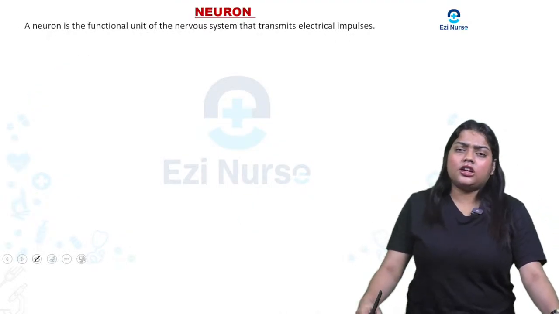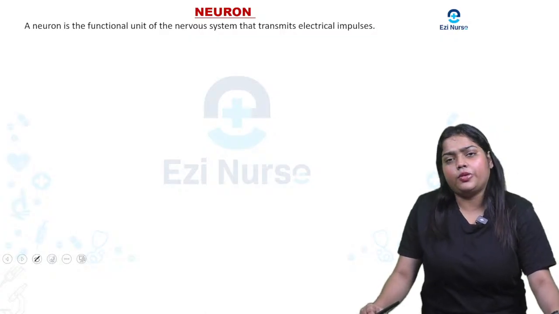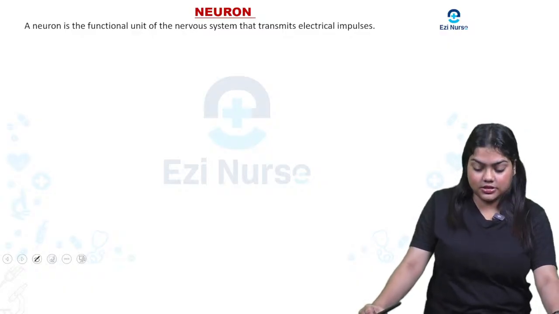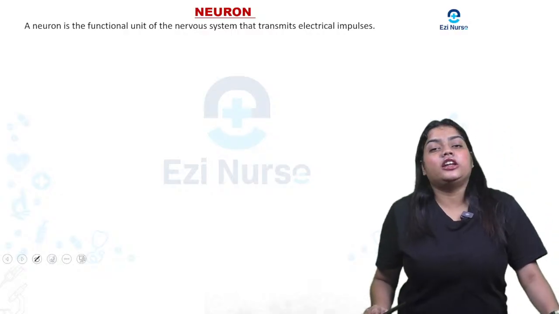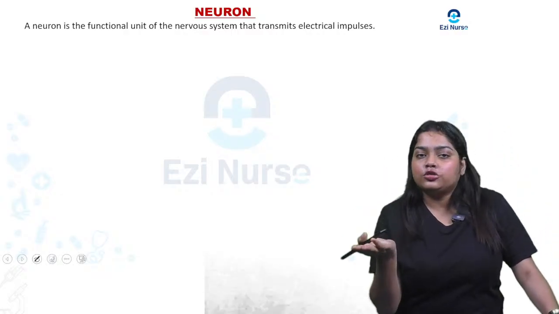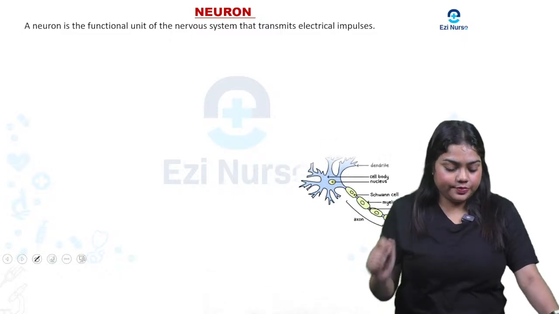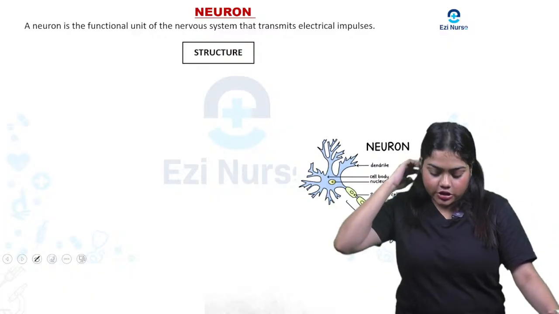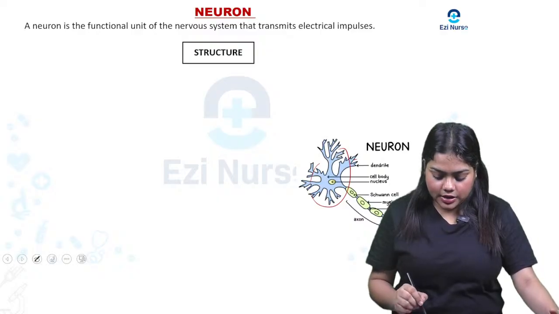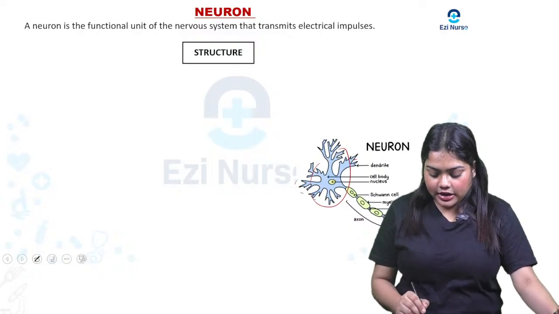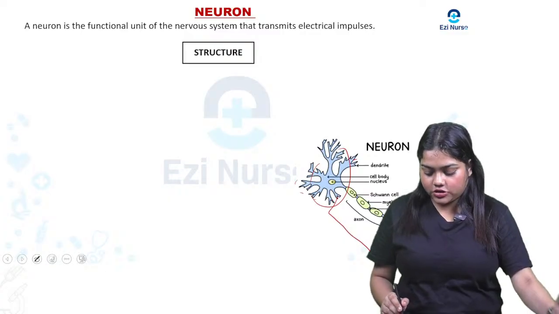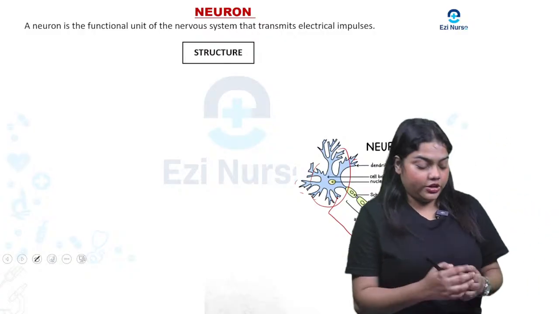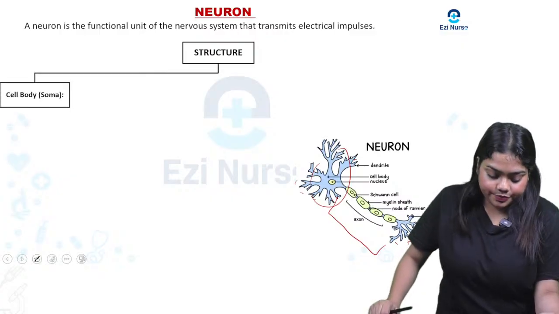Come to neurons. As we are learning the nervous system, we have to know about neurons, right? This is the structural and functional unit. A neuron is the functional unit of the nervous system, and it transmits electrical impulses from the body to the brain, and from the brain to the body. If you look at the structure, we have the body of the neuron, where on the upper side we have dendrites. This part is the axon. We have axon terminals. In between we have Schwann cells, myelin sheath, node of Ranvier, cell body, nucleus. Let's discuss them one by one.